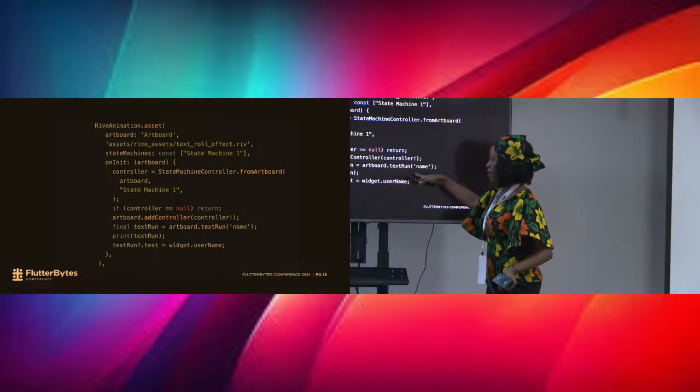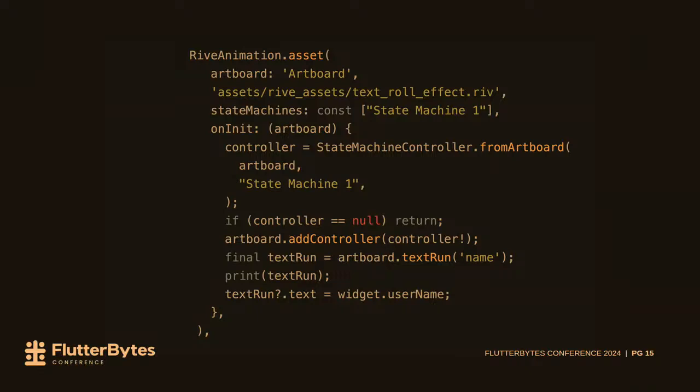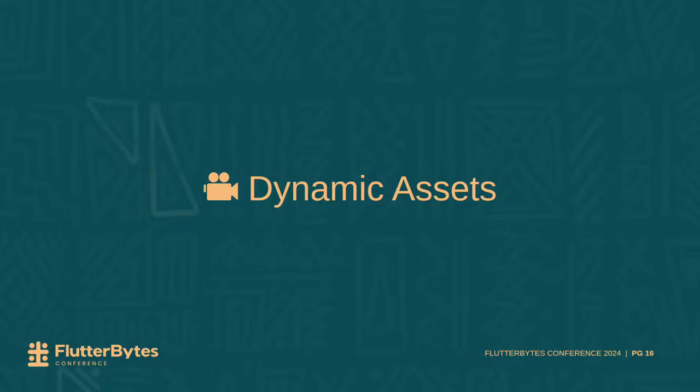This is where I got the text run. Now, for this text, the name you give it in the editor is what you use to locate it in your file, right? So you do addboard.text run, and I named it name. So this is what I'm going to use to locate it in my code, right? Okay.